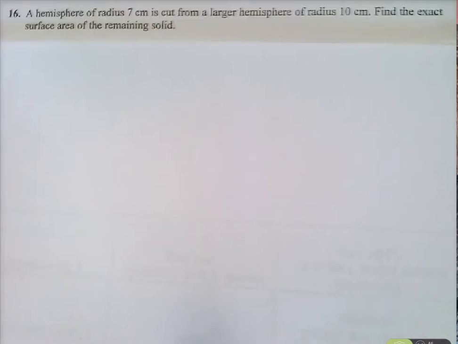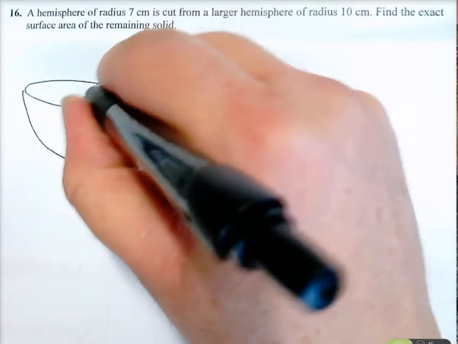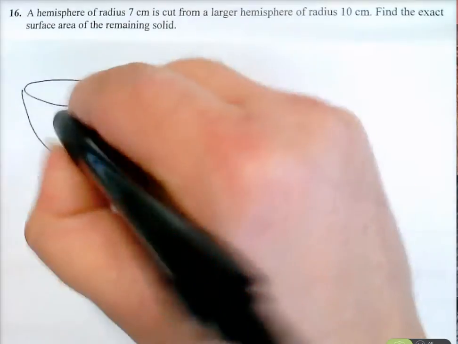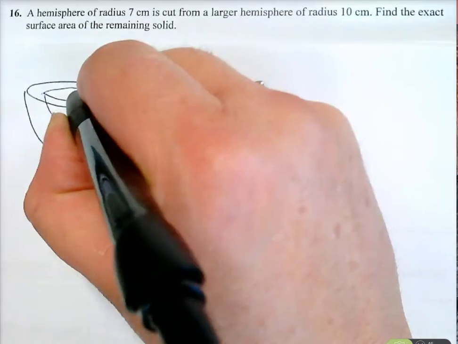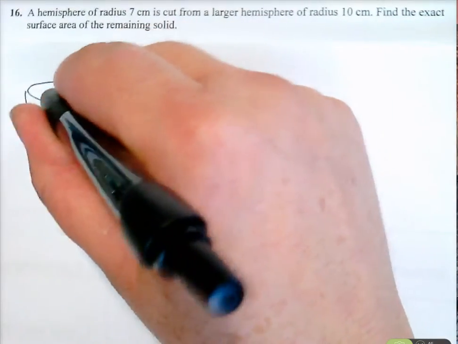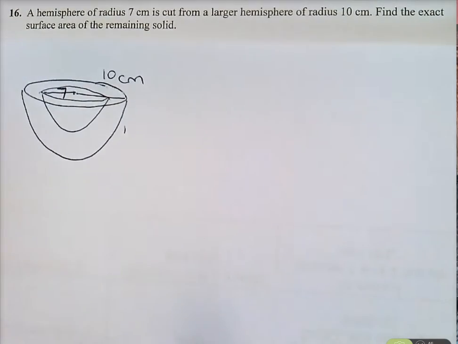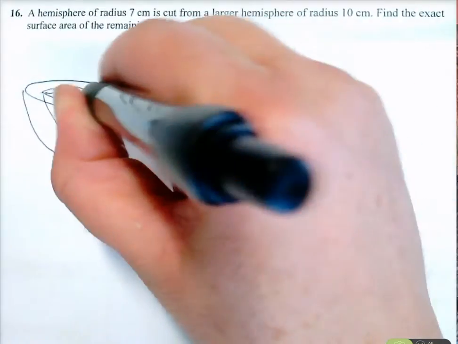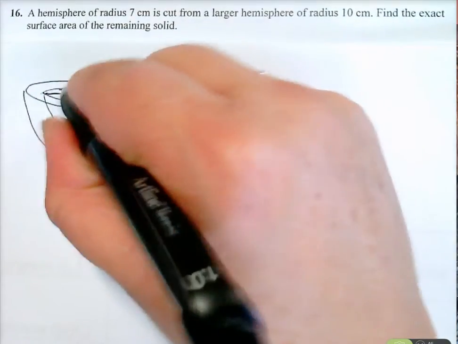Here in this question, we've got a hemisphere of radius 10 centimeters. And from that, a hemisphere of radius 7 centimeters is cut out of it. Yes, the top will be open on the inside. So just think of it as a bowl, so the distance from there to there is 10. And the distance for the smaller bowl inside that's been carved out, the radius of that one is 7.